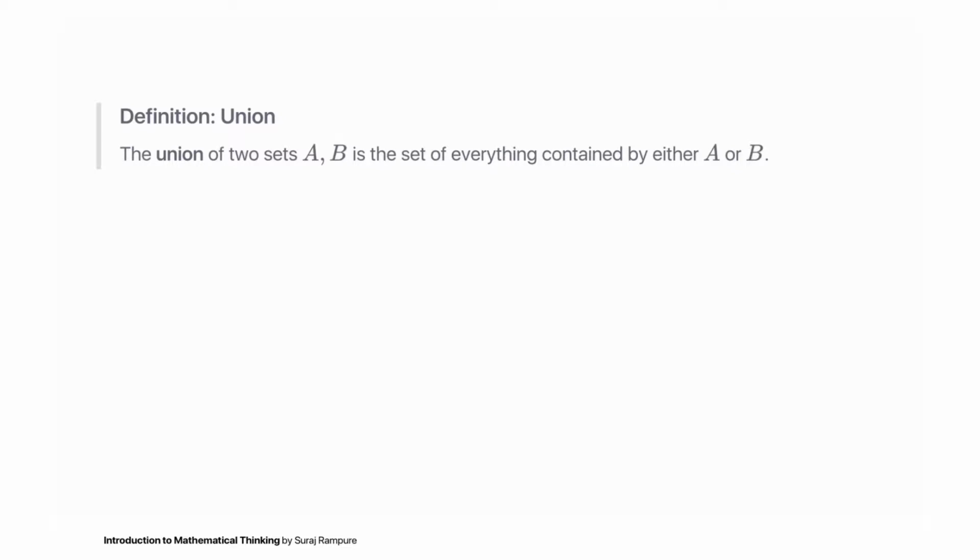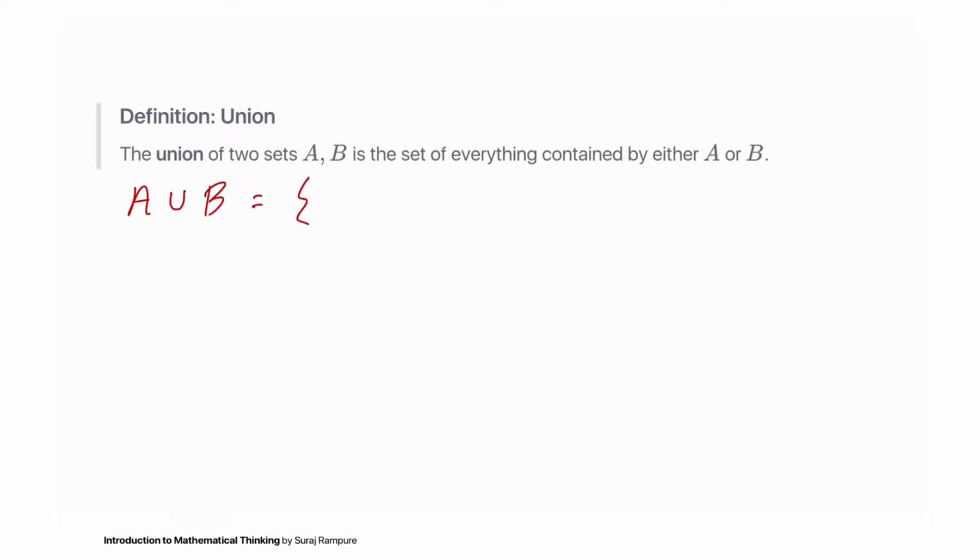Now that we know what a subset and a superset and cardinality of a set is, we can go on and define some set operations. So the first one we want to look at is the union of two sets. The union of two sets A and B is the set of everything contained by either A or B. So what we say is if the element is in A, or it's in B, or it's in both, it's part of the union of A and B. Mathematically, we write it as a U without the tail, but this is the symbol for union.